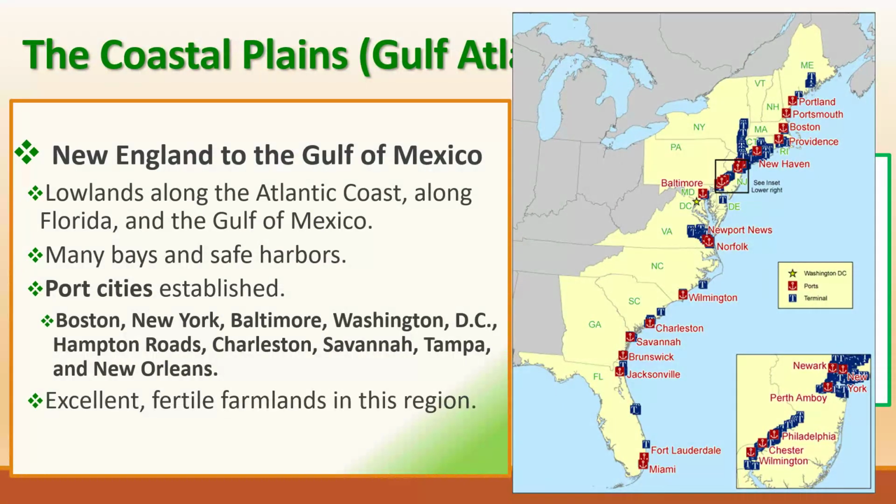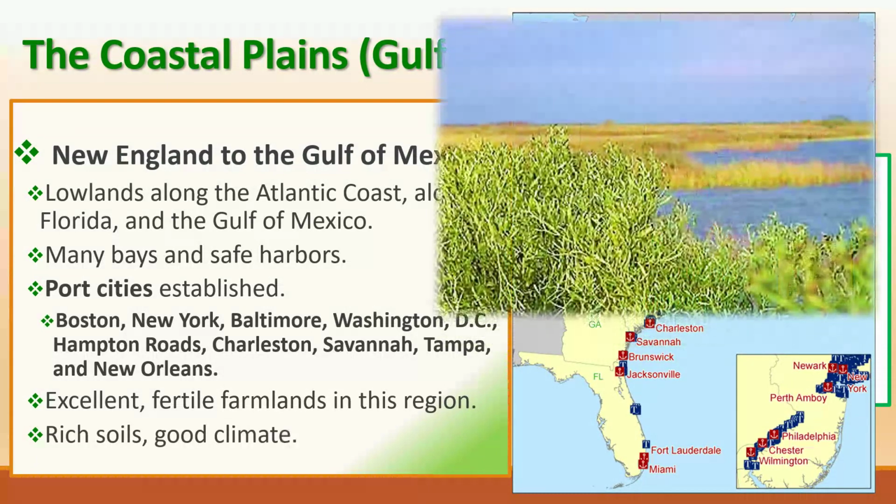Excellent fertile farmlands in this region, as we'll find out when we study colonial America. Rich soils with a good climate. If you've ever been down to the Jersey Shore, you have a good idea what the coastal plains are like.